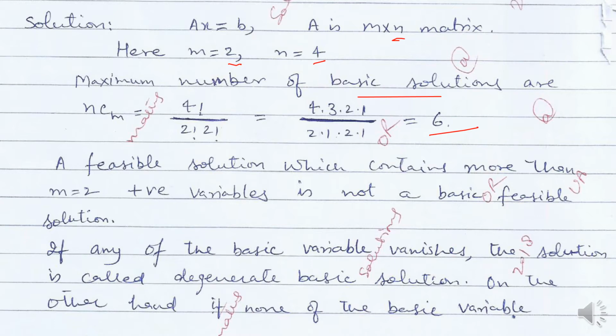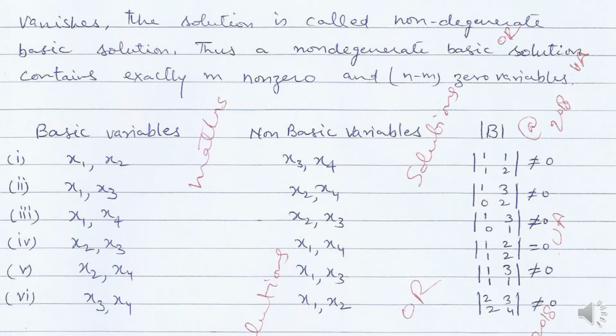Meaning if there are two variables which are non-zero, and the rest of the two we either cannot find out because it is inconsistent, or it is negative, we will call it degenerate. On the other hand, if none of the basic variables vanishes, the solution is called a non-degenerate basic solution. So where m is equal to 2, we will have two zero and two non-zero variables, and that will be a non-degenerate basic solution.